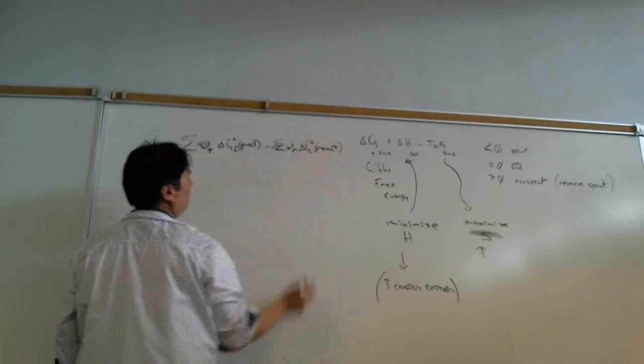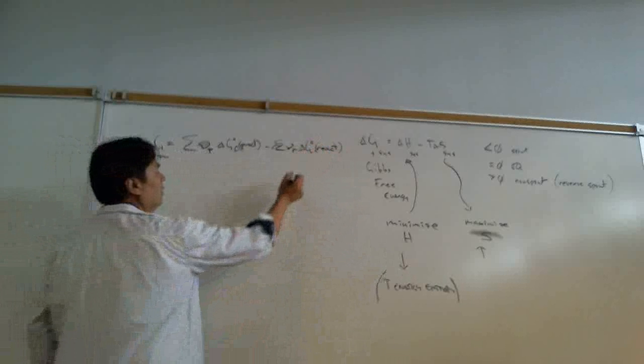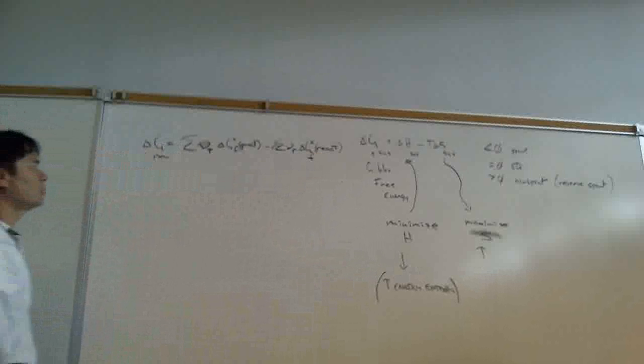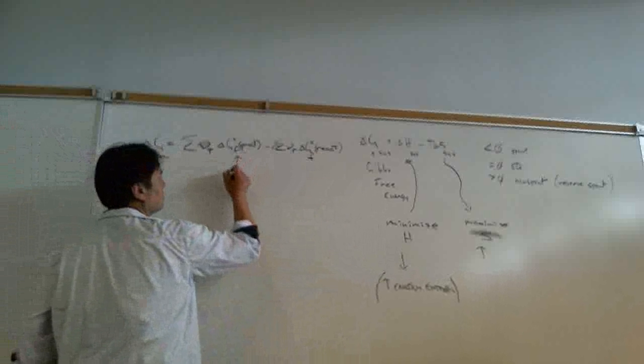And so it's just the delta G's of formation of the products minus the delta G's of formation of the reactants. Where do we get these? Delta G's of formation? These are in Appendix D.